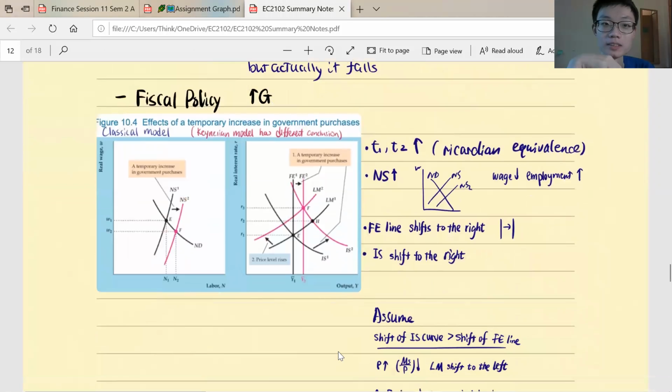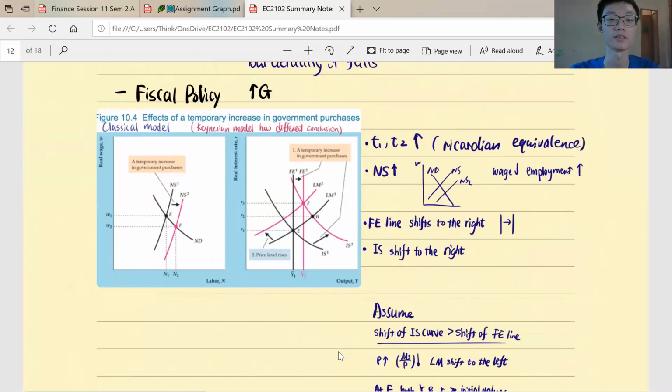Then let's examine the fiscal policy. Fiscal policy means the government will do something. Let's imagine the government now increases their spending. Government purchases increase. What does it do? First of all, we assume the consumers are rational consumers. An increase in government spending is to be matched by an increase in tax, either current tax or future taxes. That is by the Ricardian equivalence. We studied this in the earlier chapters.